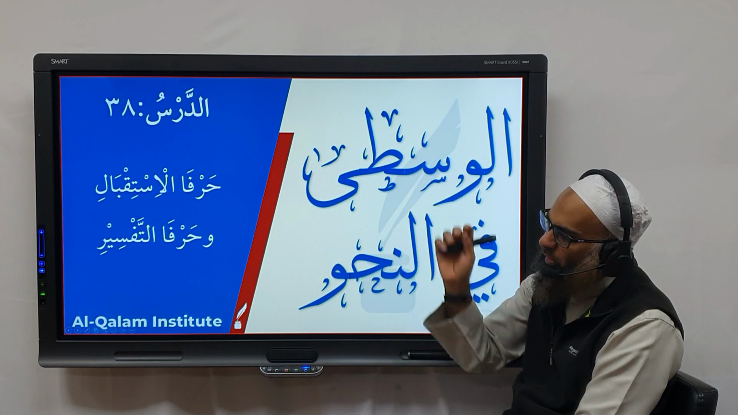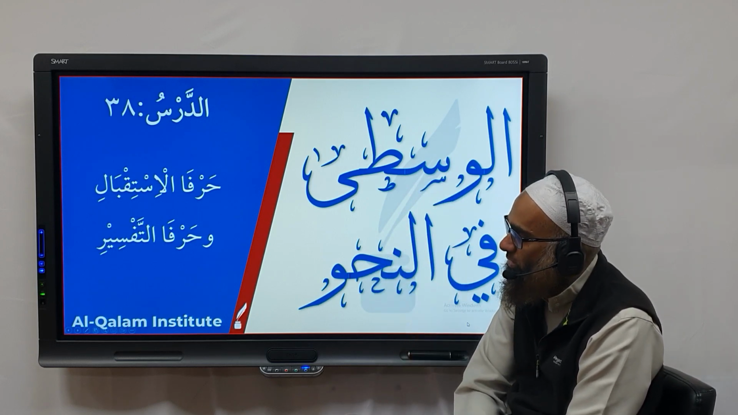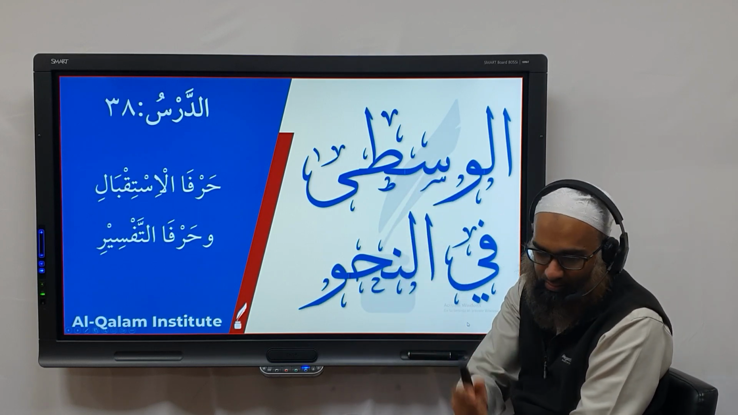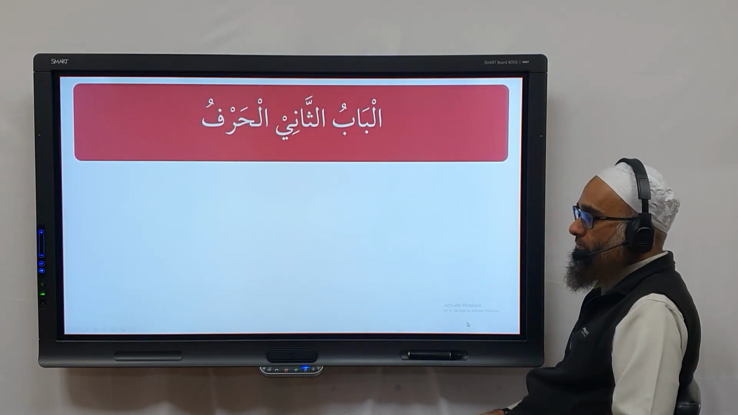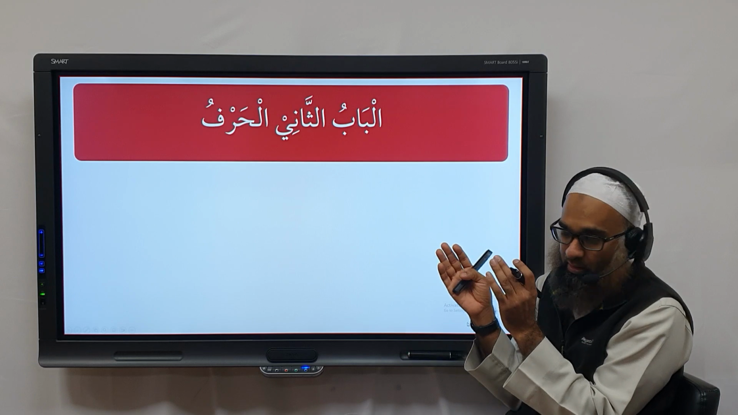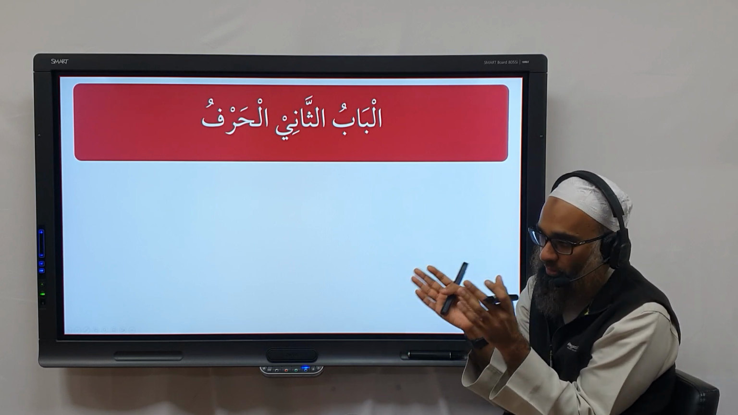Now we're moving on to two more particles. They're very short, so I have it in one lesson. حرف الاستقبال and حرف التفسير, because there are two حرف of استقبال and two حرف of تفسير. So quick look, we're now doing عامل مأمور and إعراب.